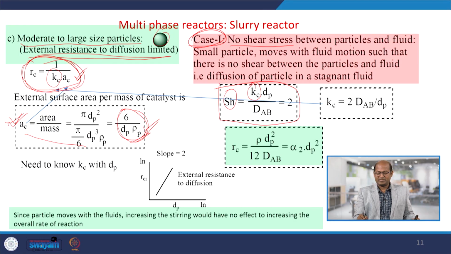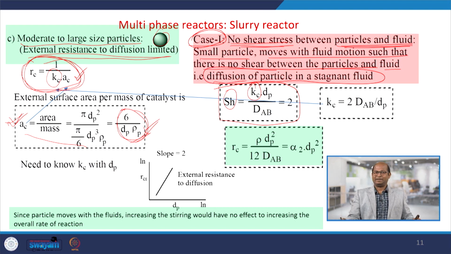Once the fluid is stagnant and a solid particle is there, the fluid comes in contact with the surface of the solid, and then mass transfer will take place between particles and fluid. In that case there is no shear stress. Small particles move with the fluid motion such that there is no shear between the particles and the fluid. That implies diffusion of the particles in the stagnant fluid.